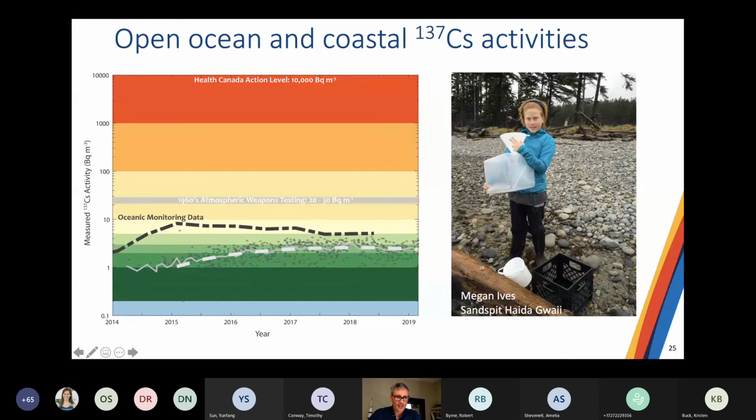And for perspective, here's that 1960s atmospheric weapons testing right off the coast here at about 20 to 30 becquerels per cubic meter. And Health Canada's action level for intervention, where drinking water becomes unsafe for consumption, is 10,000 becquerels per cubic meter. So you can see that these levels in seawater off the coast aren't expected or known to represent a significant health risk to either marine organisms or people who rely on the ocean for recreation or for food.